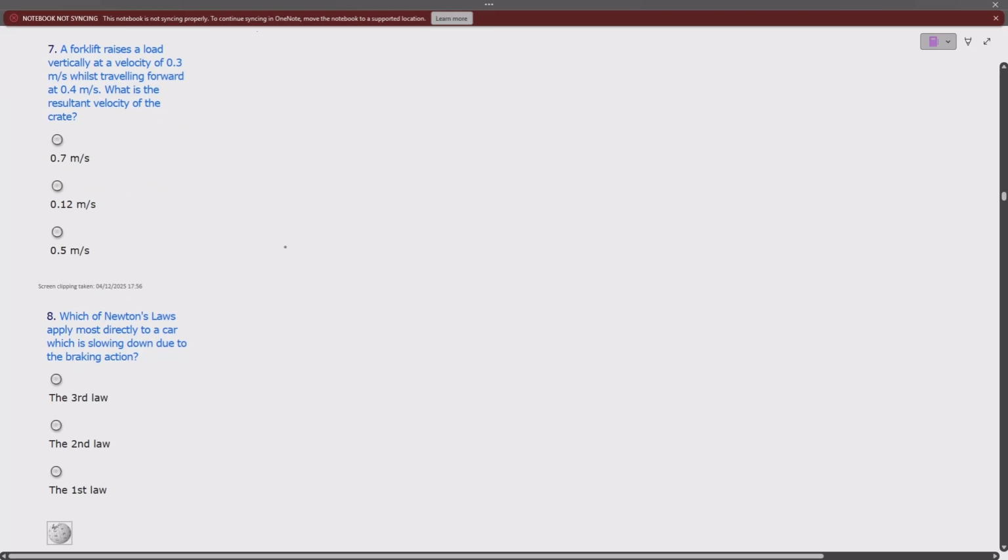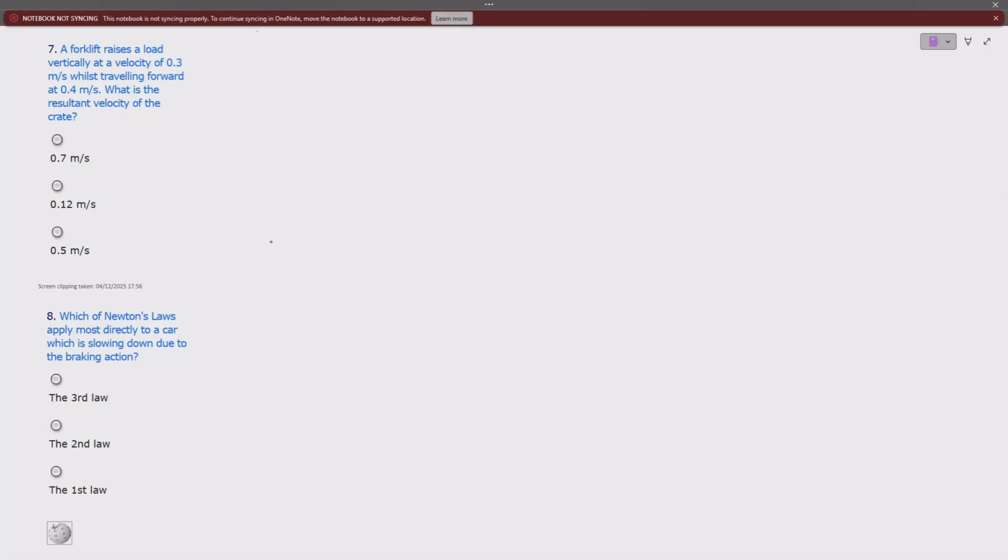Seven, a forklift raises a load vertically at a velocity of 0.3 meters per second whilst traveling forward at 0.4 meters per second. What is the resultant velocity of the crate? So this question is all about vectors. These are perpendicular vectors, which means they have 90 degrees in between them. So drawing a free body diagram, you have a straight line not drawn to scale.